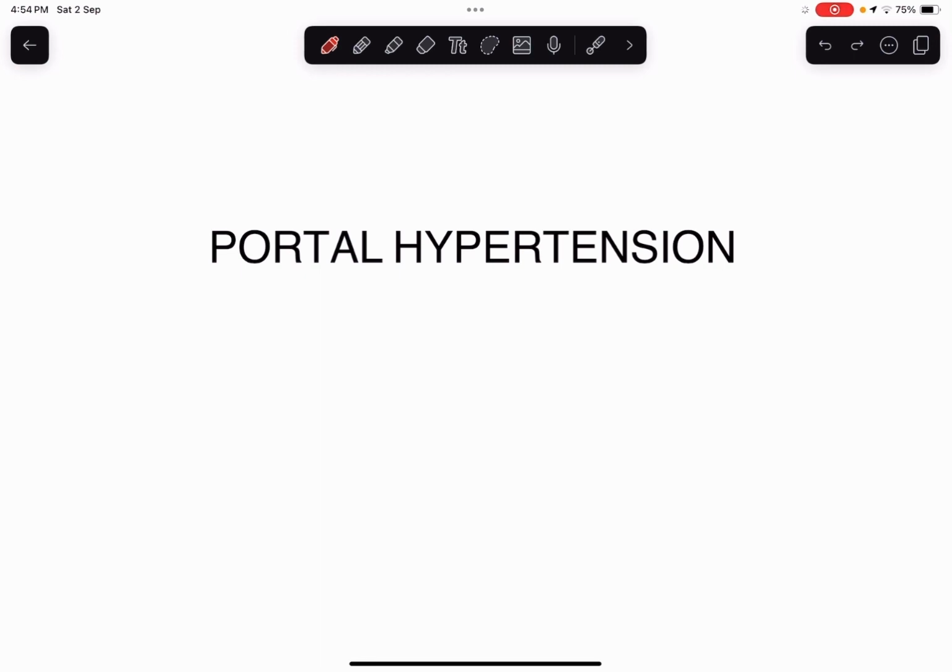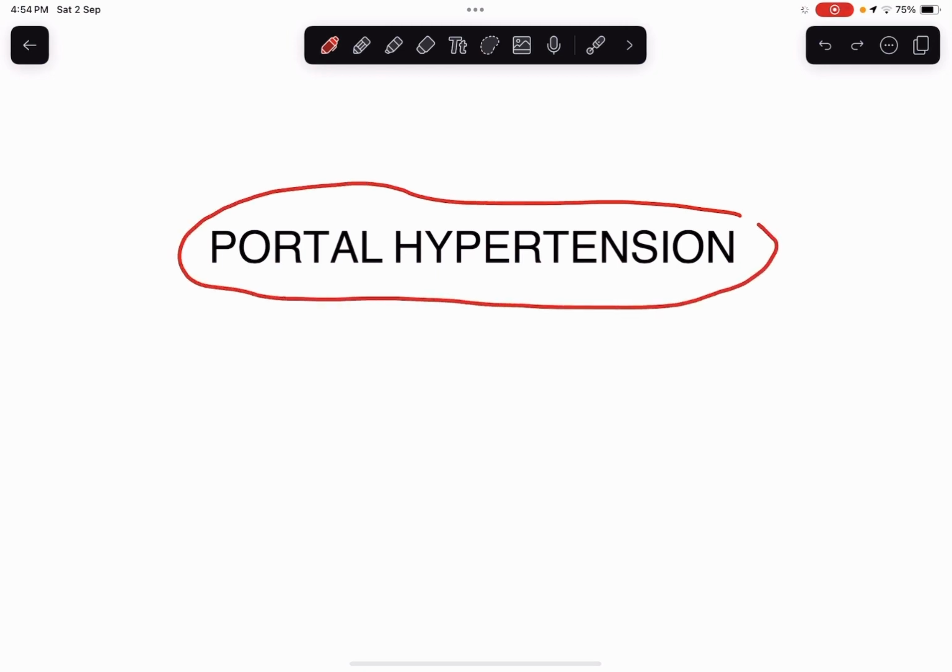So I am going to discuss portal hypertension in today's class. What is portal hypertension actually? Portal hypertension is one of the important complications of liver cirrhosis.